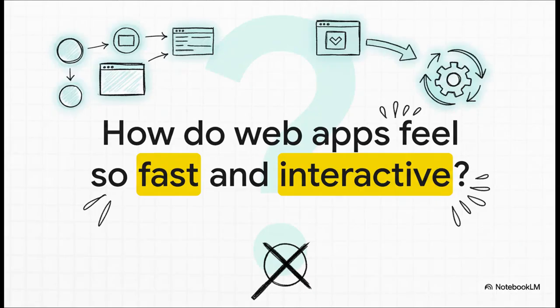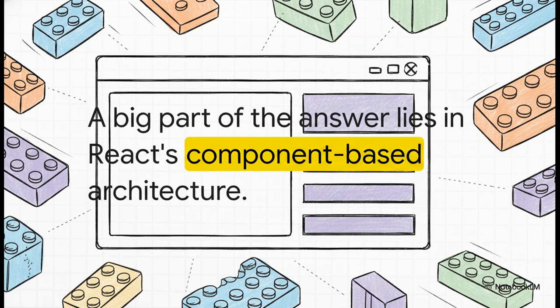You know that feeling when you're using a web app and everything just works? You click a button and something updates instantly. No annoying page reloads, no waiting. It just feels fast and fluid. Well, that's not magic. Not at all. A huge piece of that puzzle, the secret sauce, if you will, is right here. React's whole component-based architecture. The big idea is to build your entire user interface out of these little, self-contained, and totally reusable blocks of code.